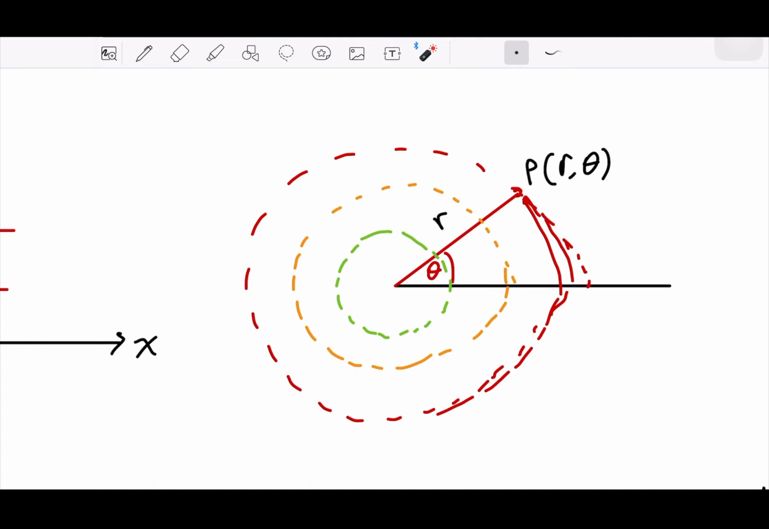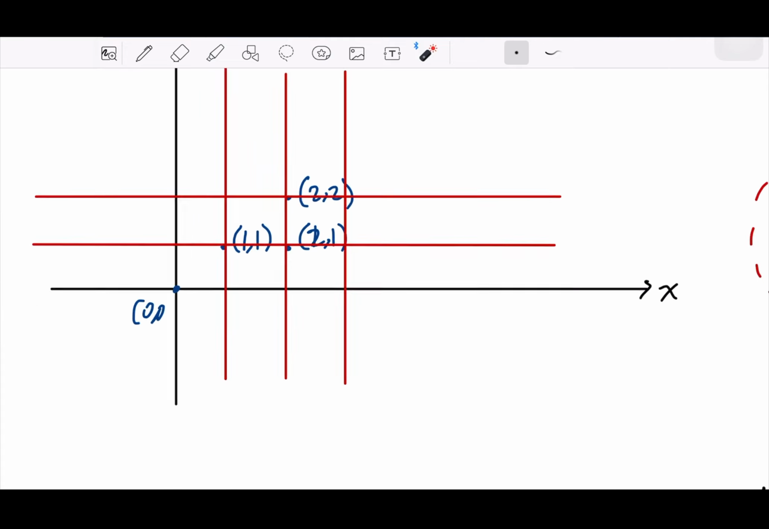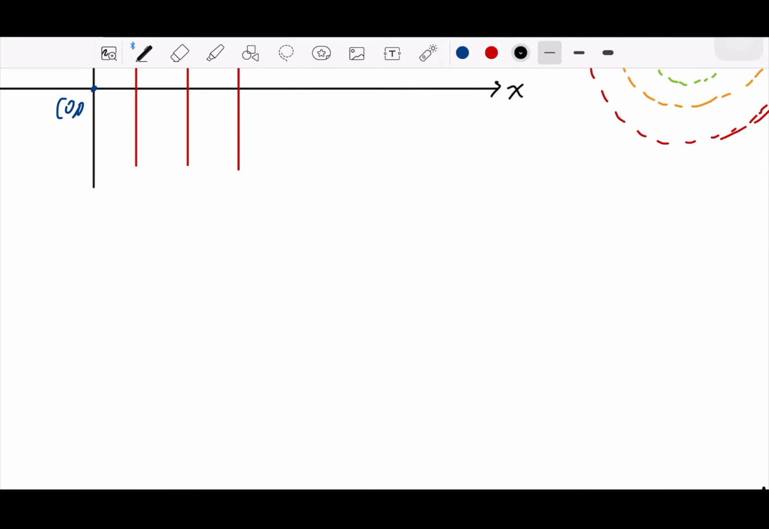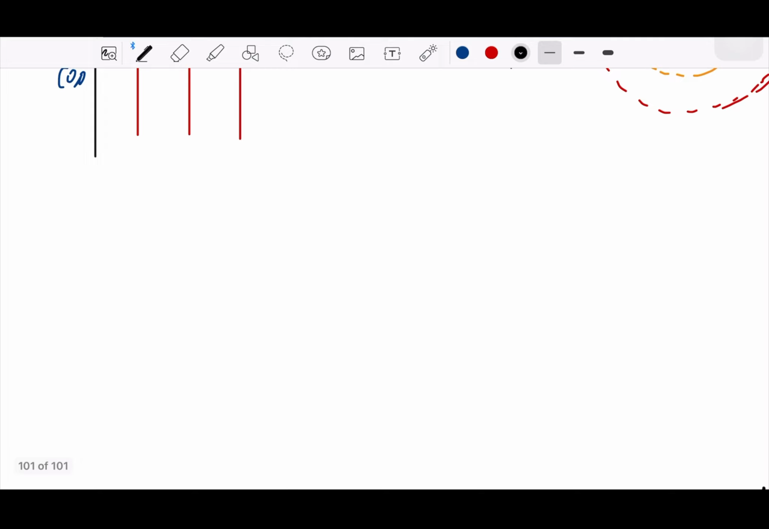So this is the polar system. This is the rectangular system. Now, how are the relations between these two? What is the relation? I think I already gave that in the trigonometry, especially for the unit circle.